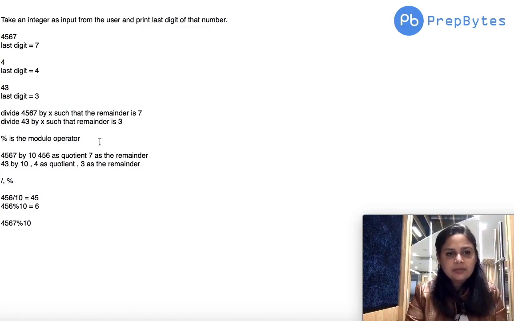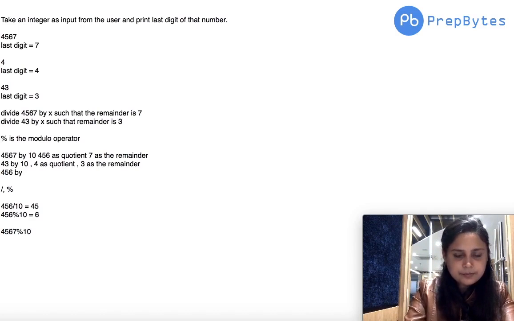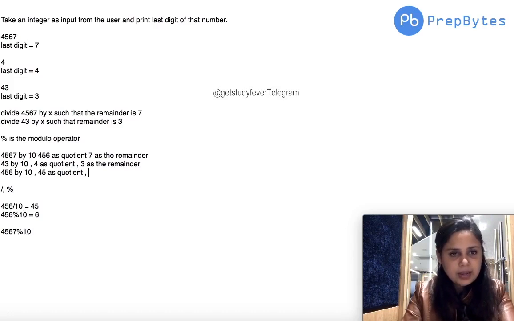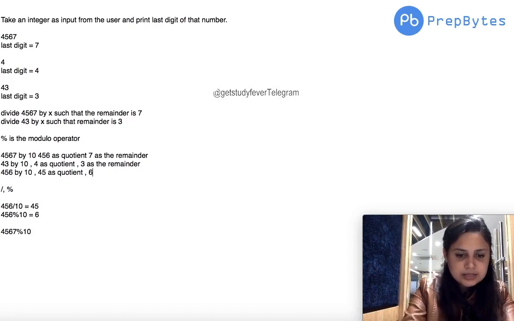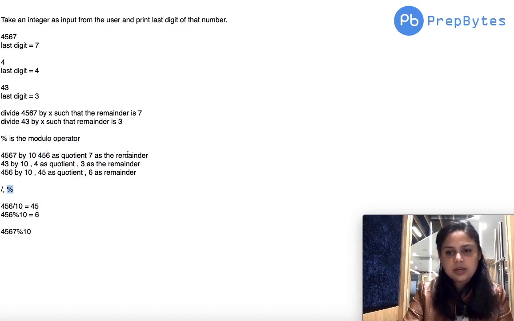So again, in real life, if you divide 456 by 10, you get 45 as quotient, and you get 6 as remainder. So this is the division operator and this is the modulo operator. The division operator gives me the quotient, and the modulo operator gives me the remainder.